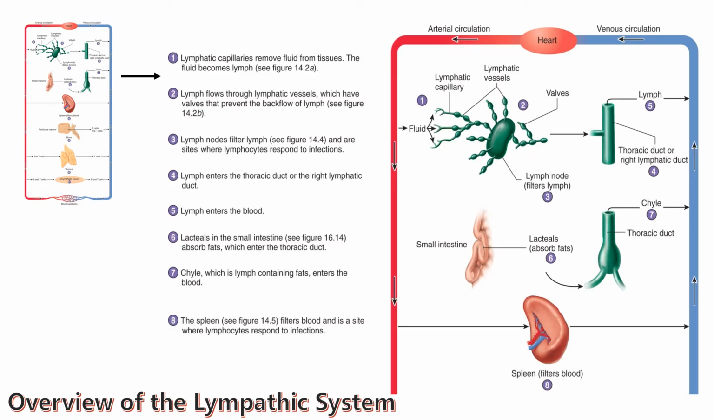The lymphatic system functions to help regulate fluid levels in tissue and provide protection against pathogens. This overview of the lymphatic system summarizes the processes performed by the lymphatic system. Lymphatic capillaries and vessels remove fluid from tissues and absorb lipids from the small intestine. And then lymph nodes filter lymph and the spleen filters the blood.